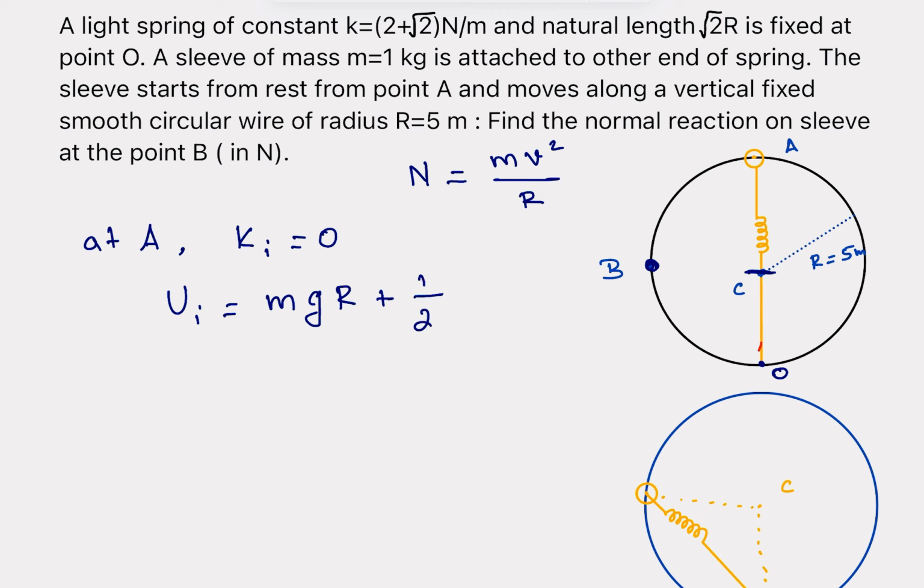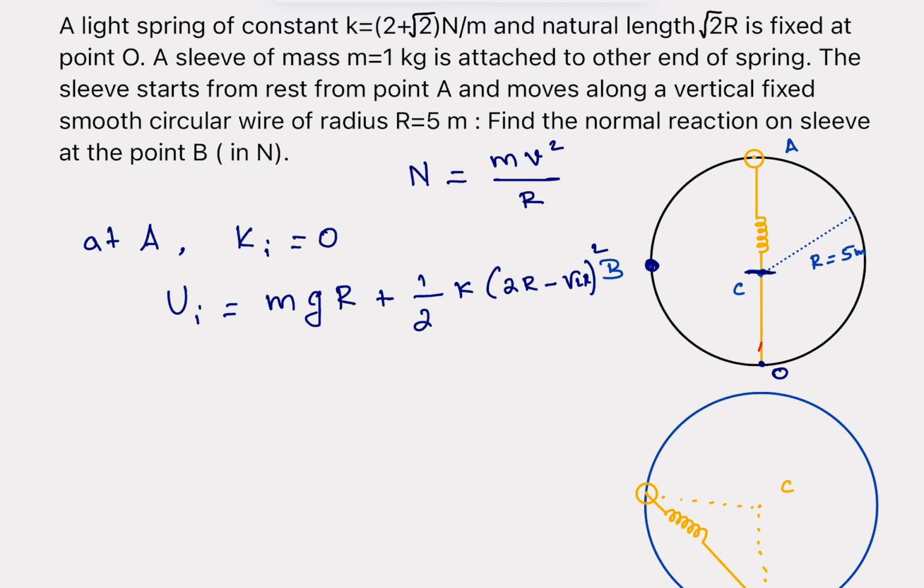That is 1 by 2 k expansion square. So what is the expansion? That is the final length, 2r, minus the natural length, root 2 r, whole square. You understood? So what is my expansion? It's already expanded from the natural length. The natural length is root 2 r, expanded to 2r. If I take the difference, I'll get the expansion. So this is the gravitational as well as the spring potential energy stored here.